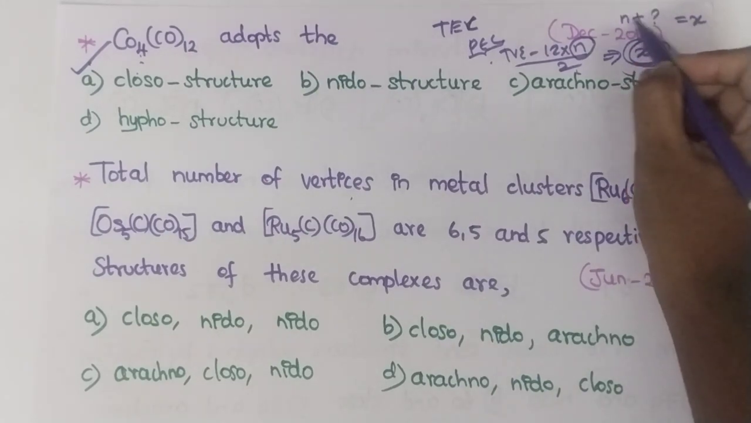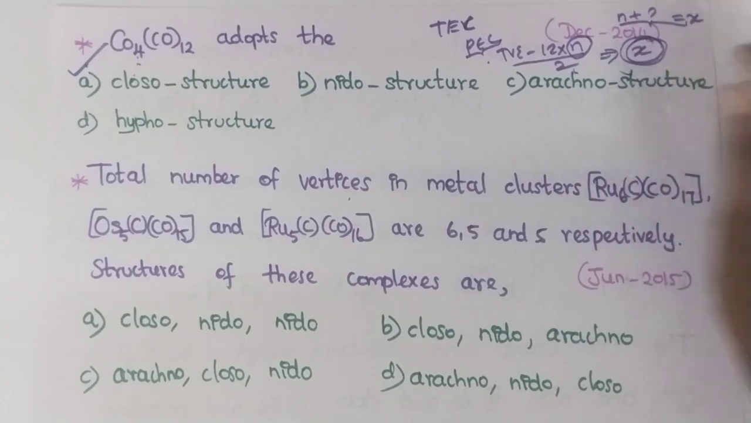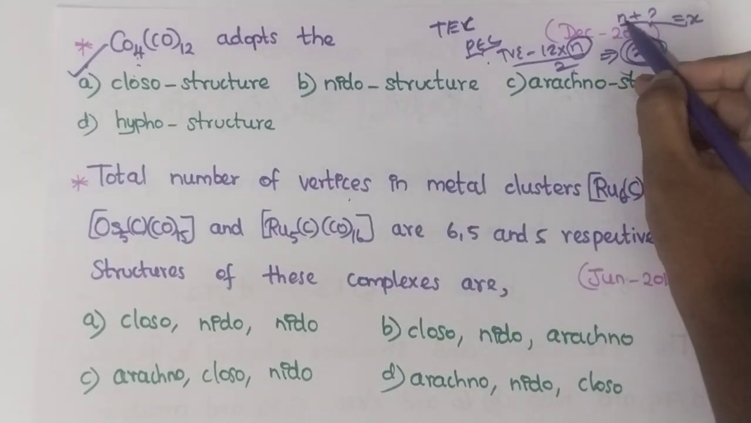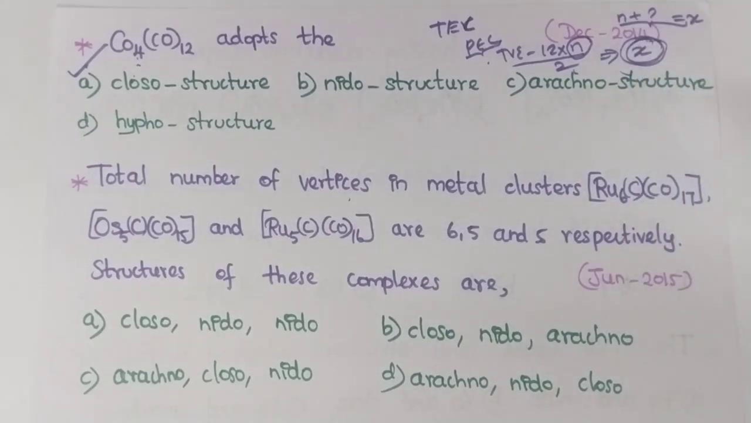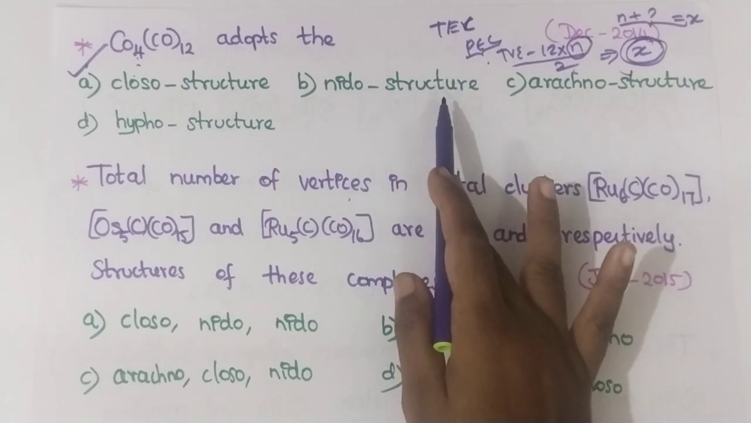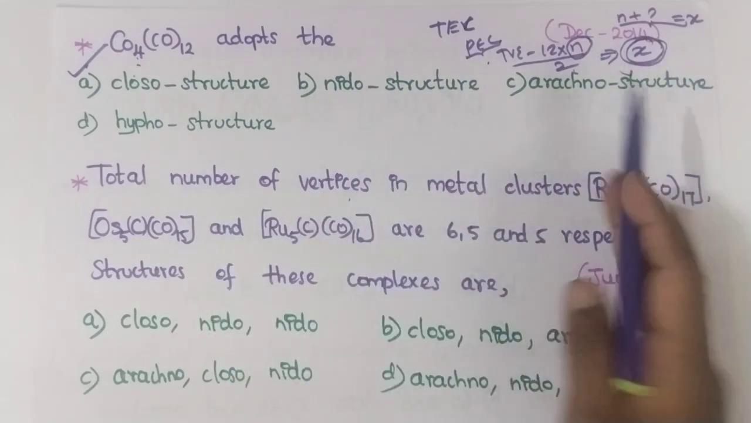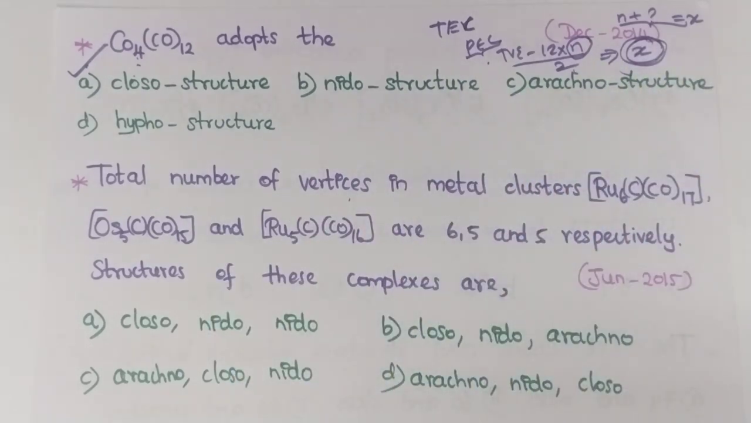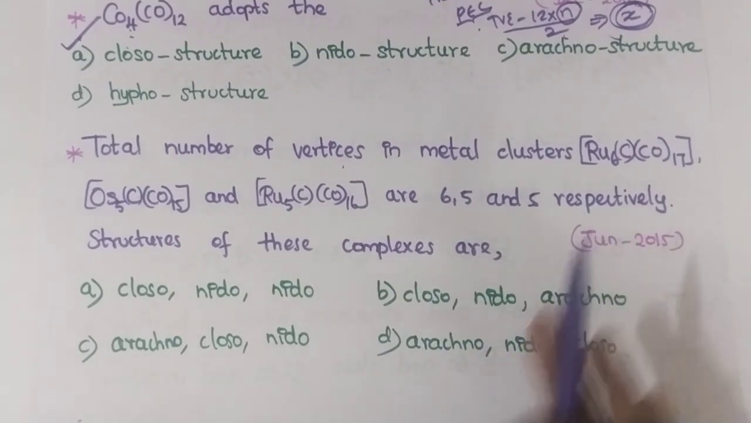N plus what will give the answer. If you write in this pattern, where n is nothing but the number of metal atoms, then you will get the answer. So try to find out the answer for this question. I am not going to give you the answer. You have to share your answer in the comment section. I will check whether it is correct or not, okay.